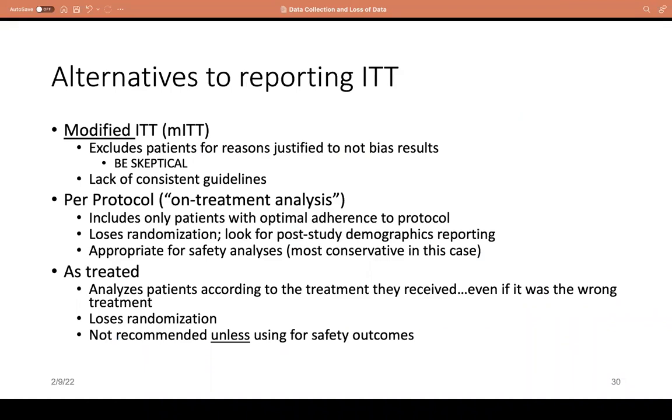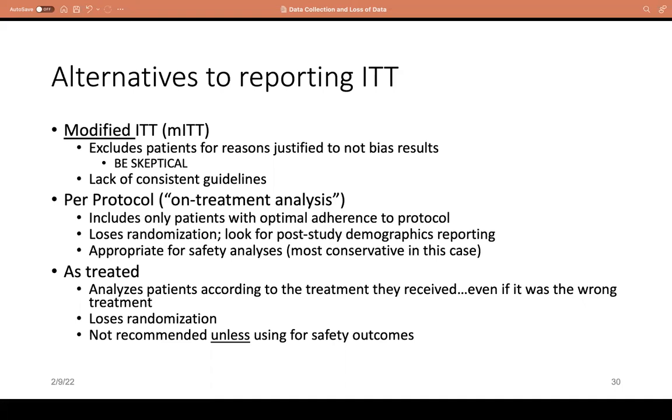Sometimes you'll see studies that say that they did other things than intention to treat. They'll sometimes say that they did modified intention to treat, or what we already talked about, which is this per protocol analysis or as treated. Modified intention to treat, I still don't exactly know what that means. Sometimes people will justify why they excluded people, but I think you should be pretty skeptical about that. Per protocol analysis, we already talked about why that's not something you want to do.